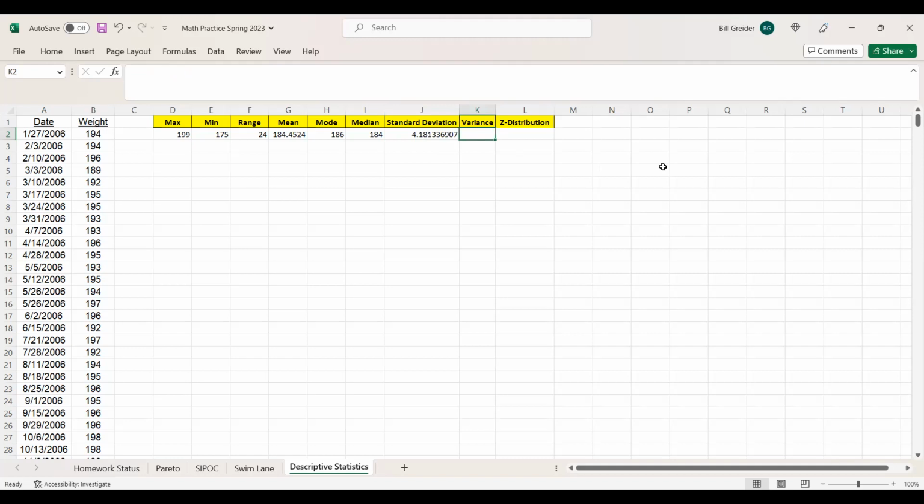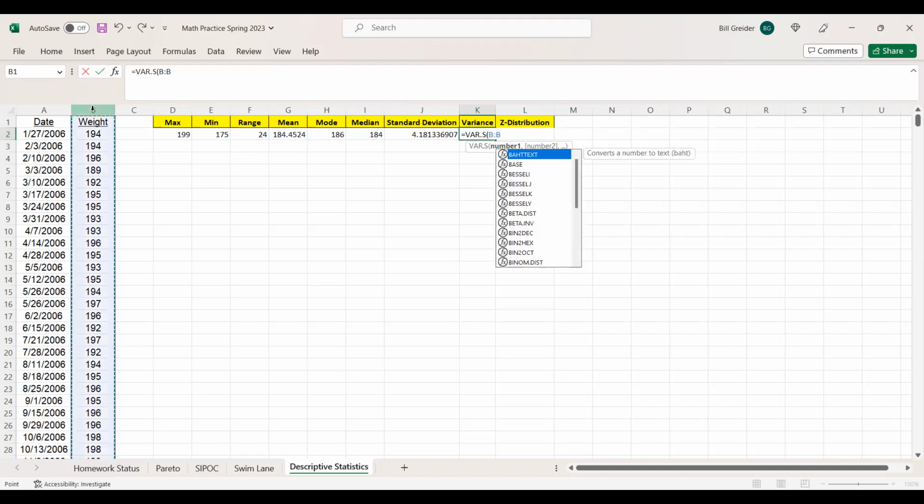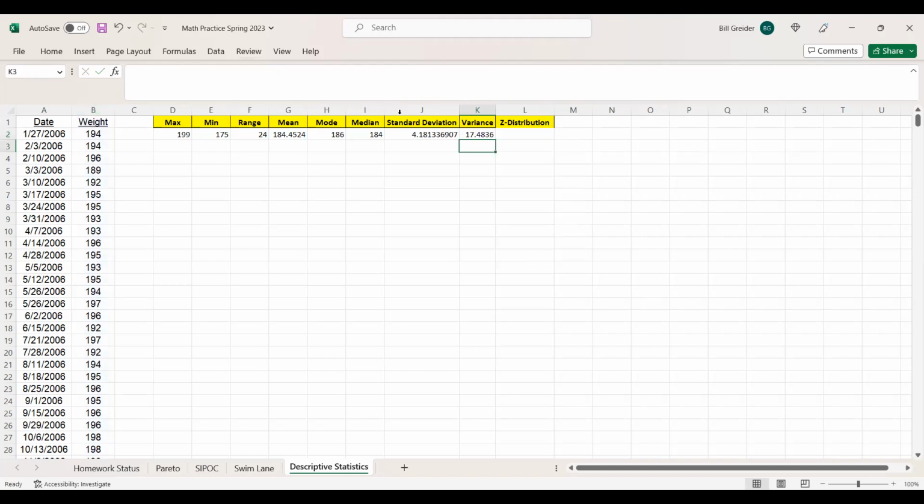And then variance I put in here because basically variance is the standard deviation squared. And the reason we do it is because, as you'll see as we go on, a lot of formulas call for variance and not standard deviation. So equals VAR. And again, you'll see VAR.S and VAR.P, sample and population. I'm going to take sample. And I'm going to highlight my weight. And it's going to be my standard deviation squared, or 4.2 times 4.2. And that's where I get 17.48 pounds.